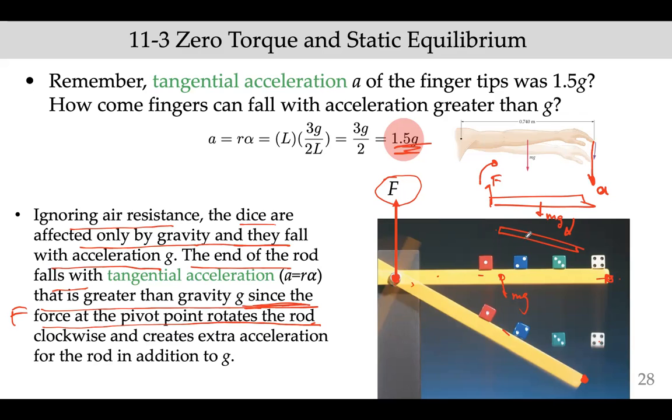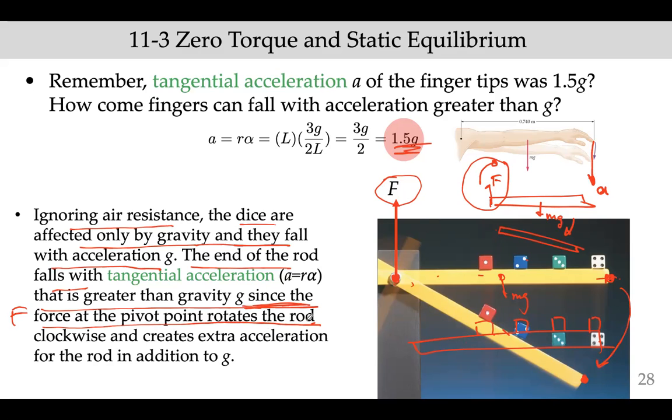But that rotation, so if it was just mg, it would just fall down straight, like the dice, at the same rate. But if you now think about the contribution of this force, that's an extra force on the rod. It's not just mg, just like these dice. There's mg on the rod because it has mass, but there's also this force that makes it rotate. So that's why this tip goes down faster than g.